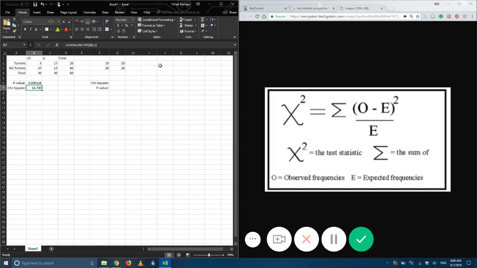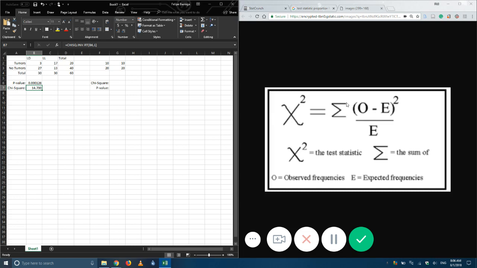Okay, so now let's say technology is not working for you. You're having a hard time getting these functions to work. Well, good news is there's a formula you can use. Bad news is there's a formula you can use. So this right here is the formula. This is chi-squared, looks like a giant X like I mentioned.